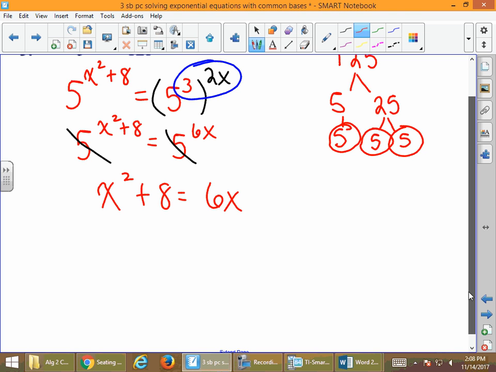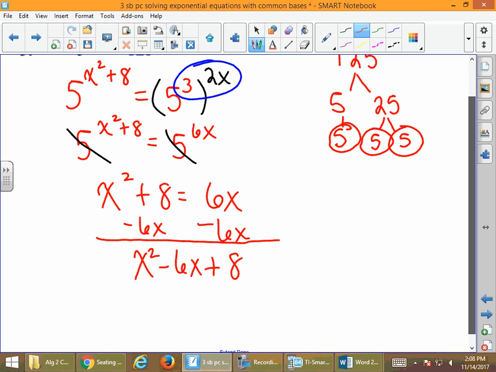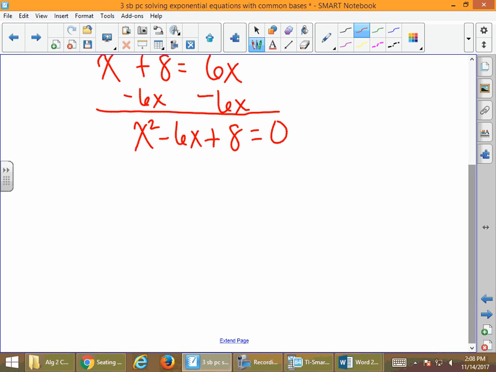There's an x squared in this problem, which means that we're probably going to have to factor. And in order to factor, we need to have the equation set equal to 0. So let's move this 6x over to the left side. We have x squared minus 6x plus 8 equals 0. And let's factor.